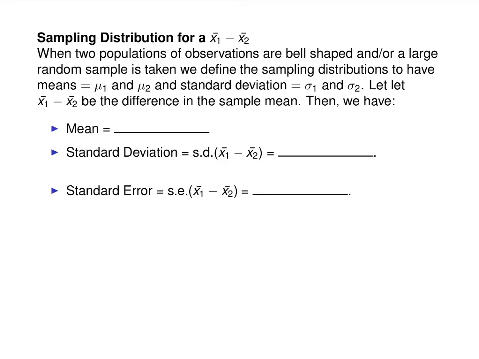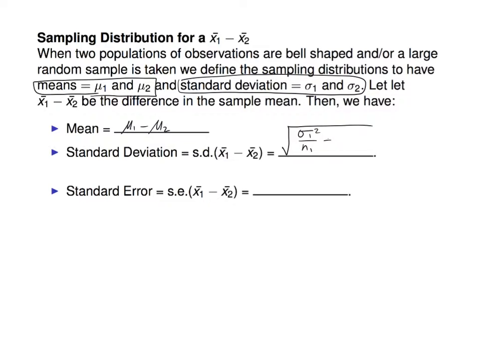So once we have those conditions met, if our means for x1 and x2 are mu1 and mu2, and if we have standard deviations sigma 1 and sigma 2, we let x1 bar minus x2 bar be the difference in sample means, then the mean of our distribution is mu1 minus mu2. And the standard deviation is the square root of sigma 1 squared over n1 plus sigma 2 squared over n2. And the standard error, remember standard error is an estimate of standard deviation, is the square root of S1 squared over N1 plus S2 squared over N2.